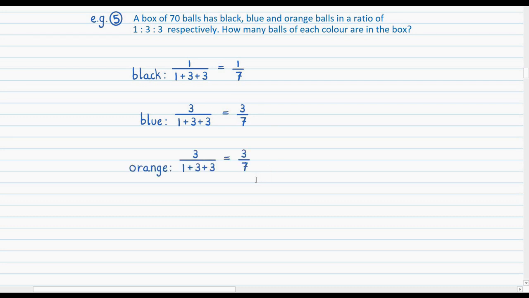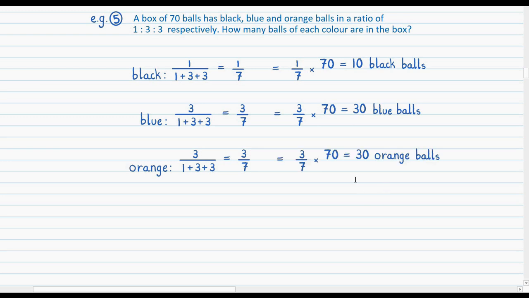And now that we have the ratios in this workable form, we just need to multiply them separately by the total number of balls to determine how many balls there are in each color. So first, for the black balls, this would be 1 over 7 times the total, which is 70, which gives the number of black balls as 10. Then the number of blue balls would be 3 over 7 times 70, giving a value of 30 blue balls. And lastly, the orange balls would also be 3 over 7 times 70, therefore there would also be 30 orange balls.